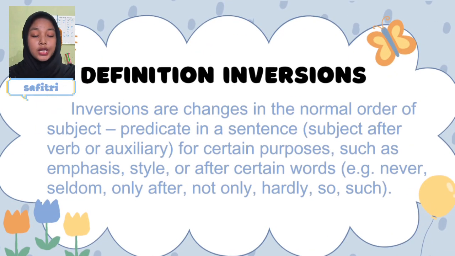Next, definition of inversion. Inversion is a change in the normal order of subject and predicate in a sentence, with the subject after the verb or auxiliary, for certain purposes such as emphasis, style, or after certain words, e.g., never, seldom, only after, not only, hardly, so, and such.